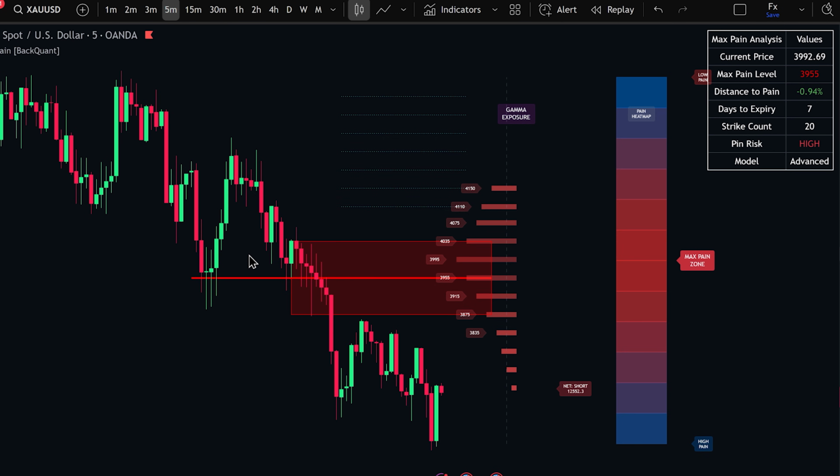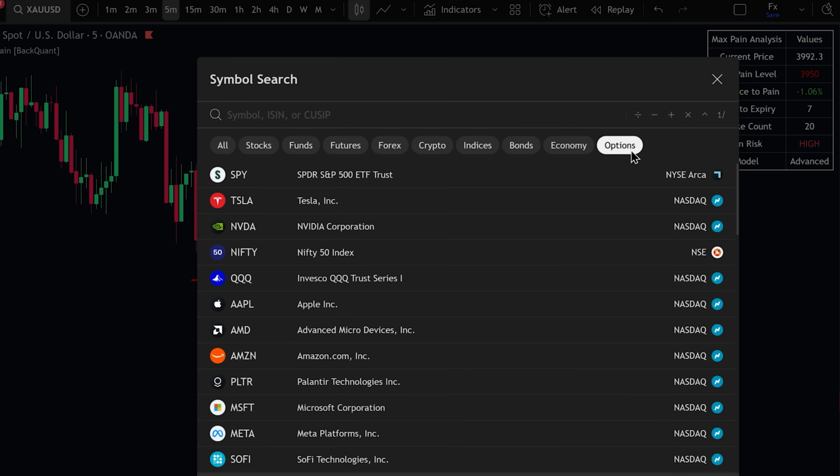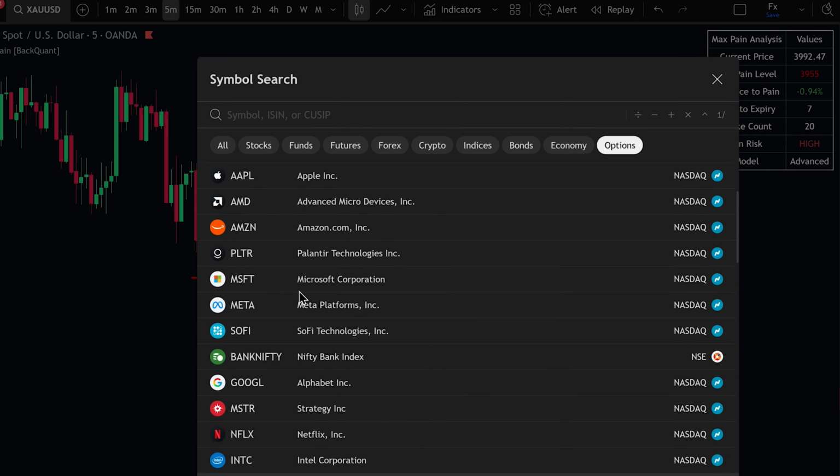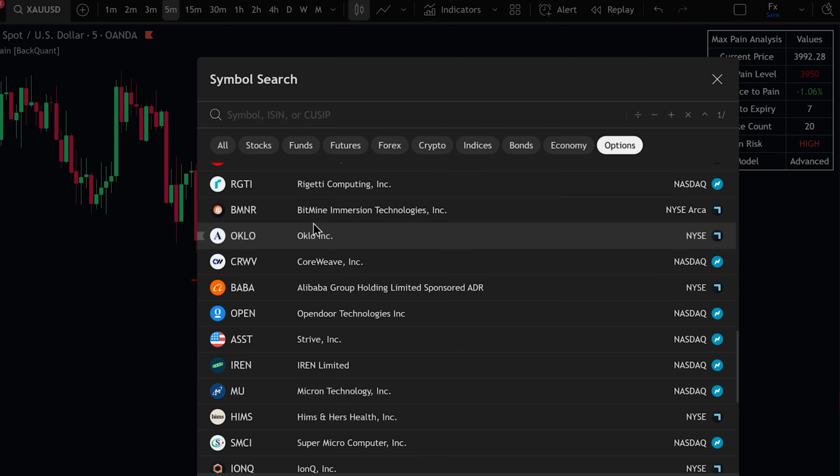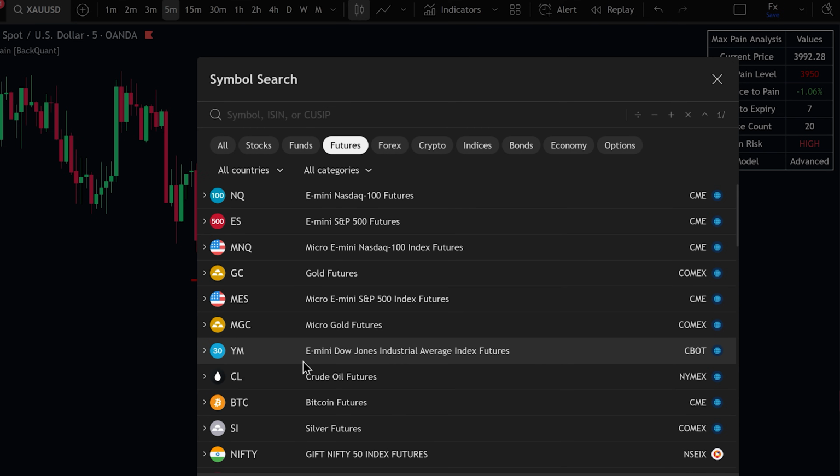The tool is built around options market behavior, but remember, the options market strongly influences spot and futures prices, especially on major assets like Bitcoin, Ethereum, Nasdaq, and the S&P 500.